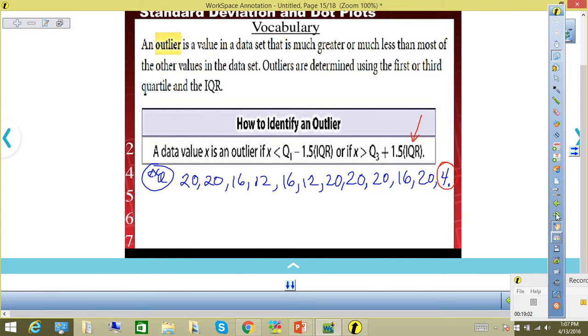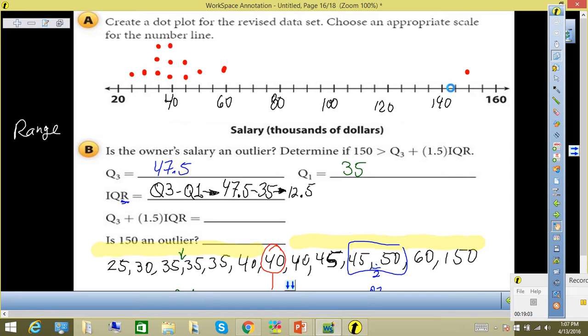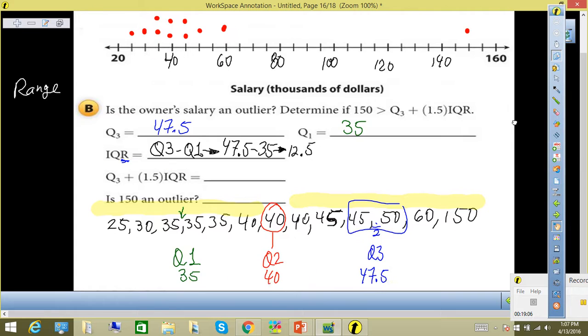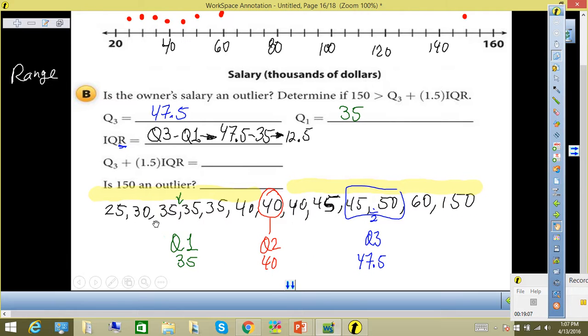So now that we have data, where is the 150 located? Look at this data right here. Where is it at? On the upper half. That's where we use greater than Q3 plus 1.5 IQR. What if the number was over here and it was a 1? What would you use? Less than Q1 minus 1.5 IQR. Does that make sense? All right, so now let's find out if it is an outlier.